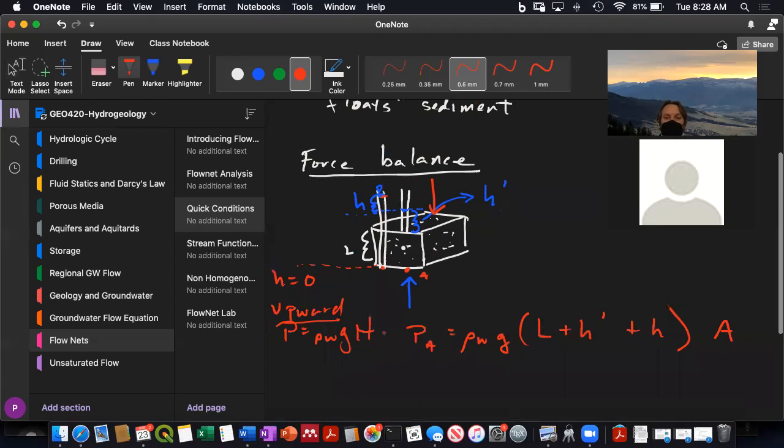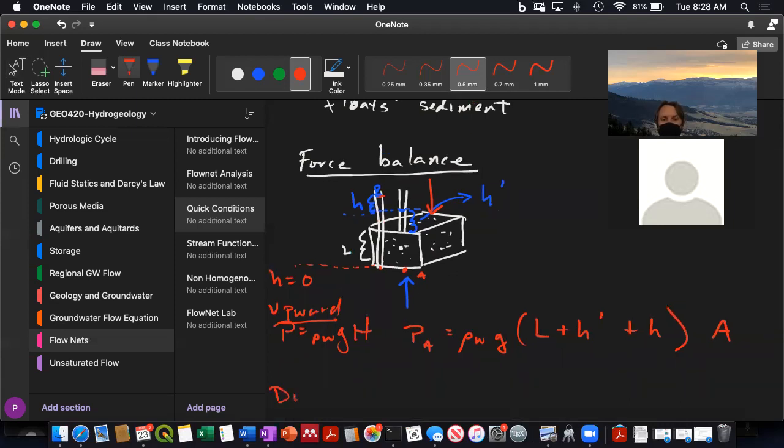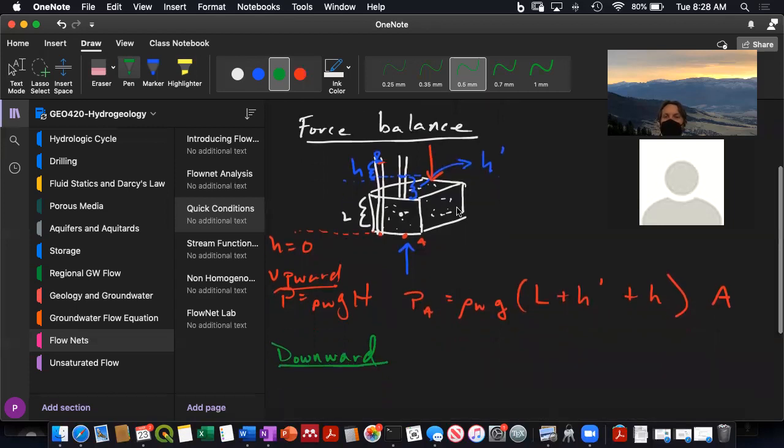So my downward force, ooh, got a little dyslexia going here this morning. I'll put downward in a different color. I'll make it green. My downward force, I have two forces pulling the sediment down. One of them is the force of gravity pulling the sediment down.